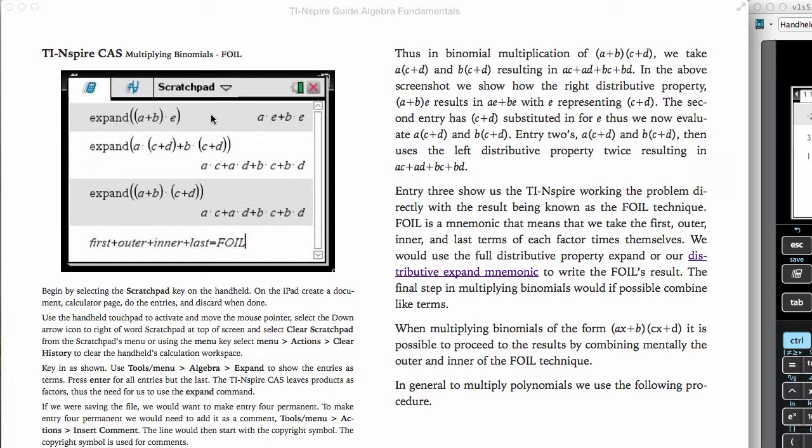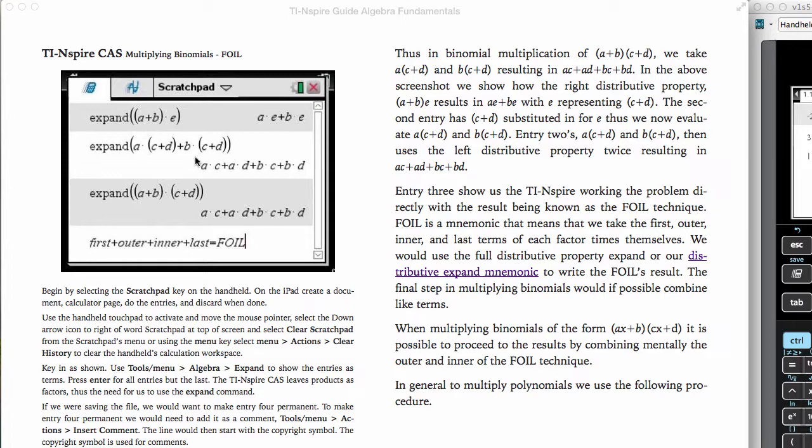To show why this is true, we go through and use the distributive property twice. Now, when we're looking at this scratch pad that shows what's going on, we cannot just put these in directly. We have to use the expand command to do this. So the first thing we start off with to show why this is true, we take a binomial a plus b times e. So we're using the distributive property to get ae plus be.